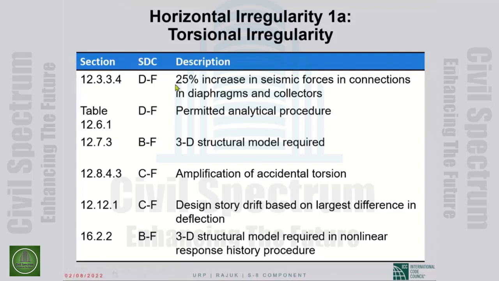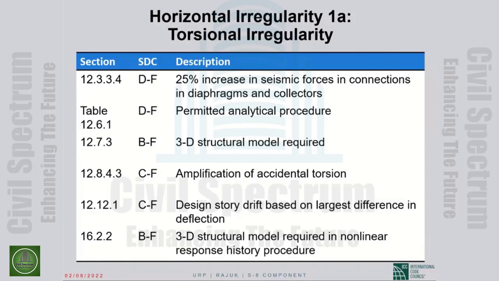Now here comes the long paragraph in BNBC. Before, when we were discussing collectors having to be designed for load combinations using overstrain factor, there was a paragraph that I said will come up later, and this is now that later. Okay, so this says 25% increase in seismic forces in connections in diaphragms and collectors.